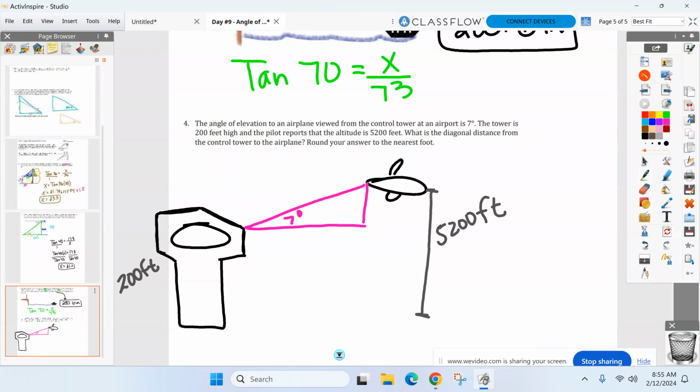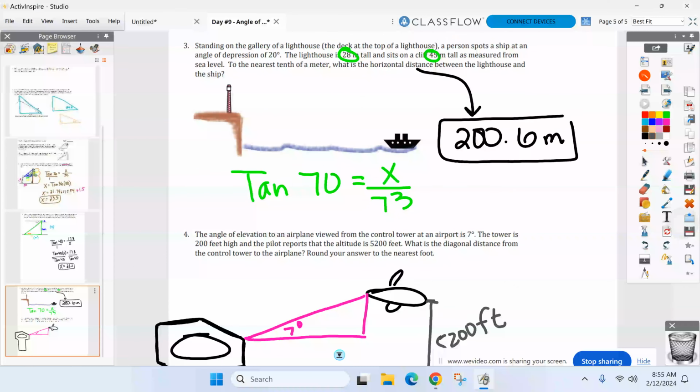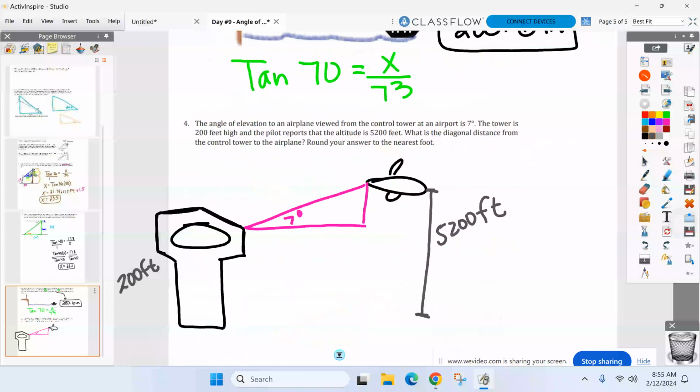And what do we find in the diagonal distance? Last problem you guys had the horizontal distance. Now I want the diagonal distance from the plane to the control tower. So I don't need this part. That's the horizontal. I'll put the word in there. I want diagonal distance. So it looks like you guys are going to have to figure out what to do with that 5,200 and 200.